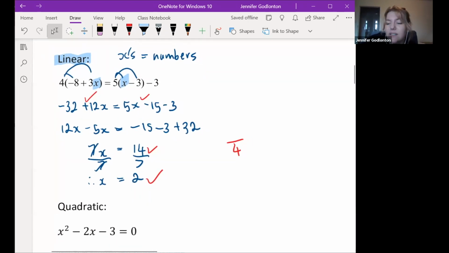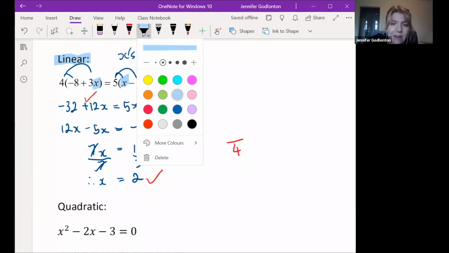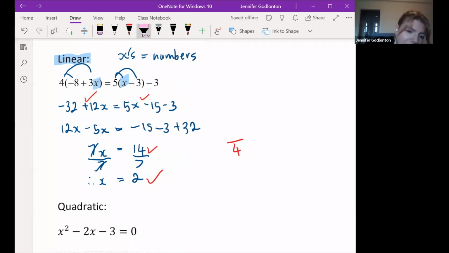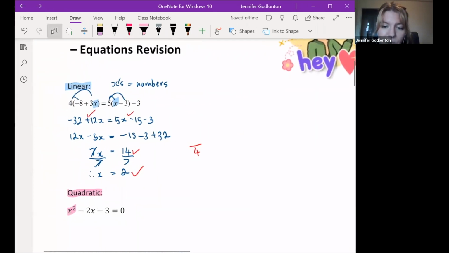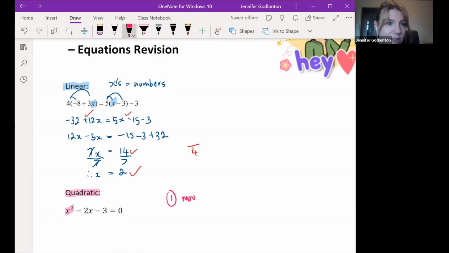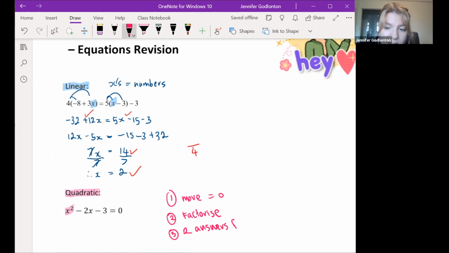All right. So similarly, the way that we knew that the top one was linear because there were no squares, we know that this is quadratic because there is a square. We're going to follow a few steps. First step when it's quadratic is we want to move everything and make it equal to 0. Second step is we are going to factorize. Third step, we are going to get 2 answers for x. Those are the steps we follow if it's quadratic.